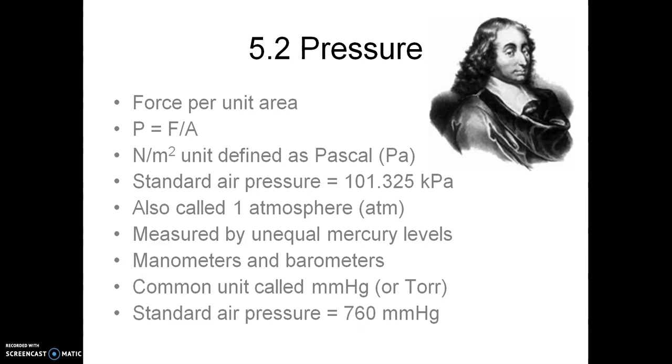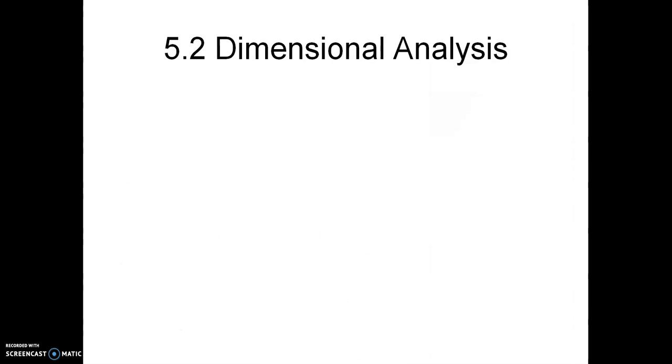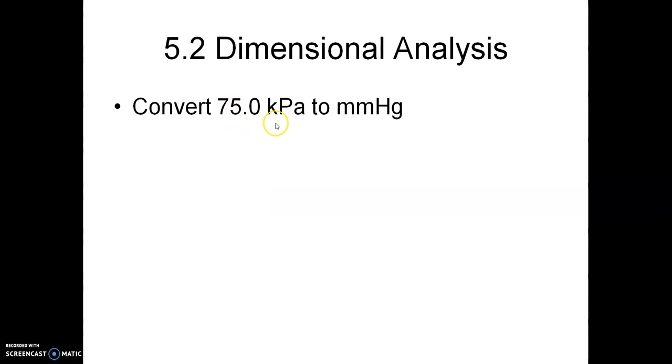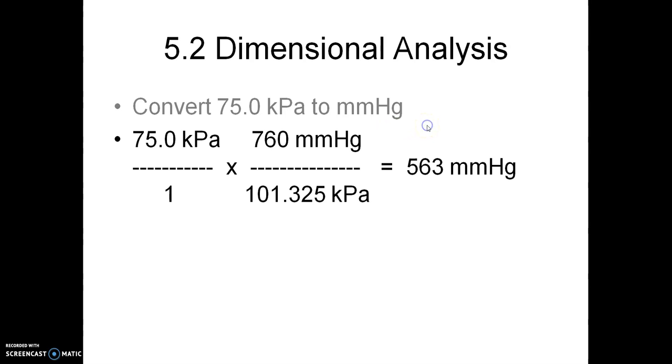This is starting to sound like unit conversions to me, isn't it? And how do we deal with those? We do dimensional analysis. It's been a little while, and we did it a lot with moles and grams and things like that. Now we're going to do it with pressure units. So for example, if I give you 75.0 kilopascals, could you convert that to millimeters of mercury? Well, we know the conversion factors, right? So take our 75 kilopascals over 1, multiply by conversion factors.